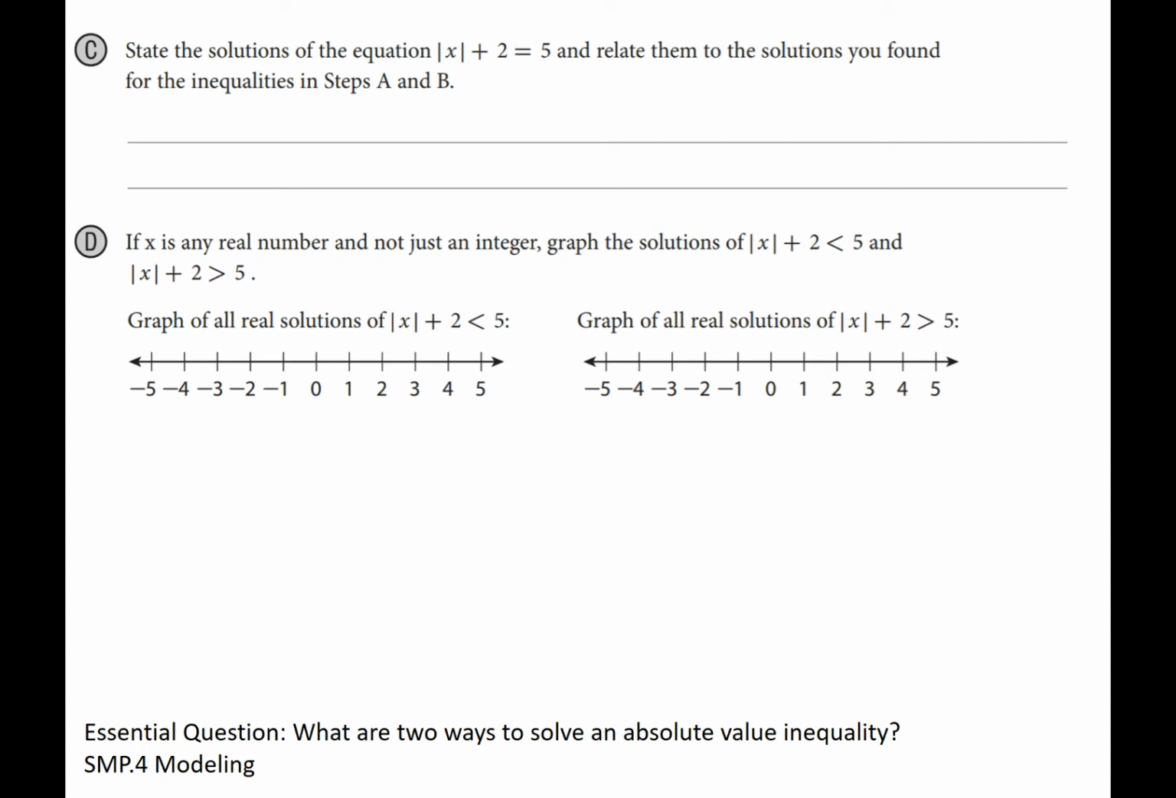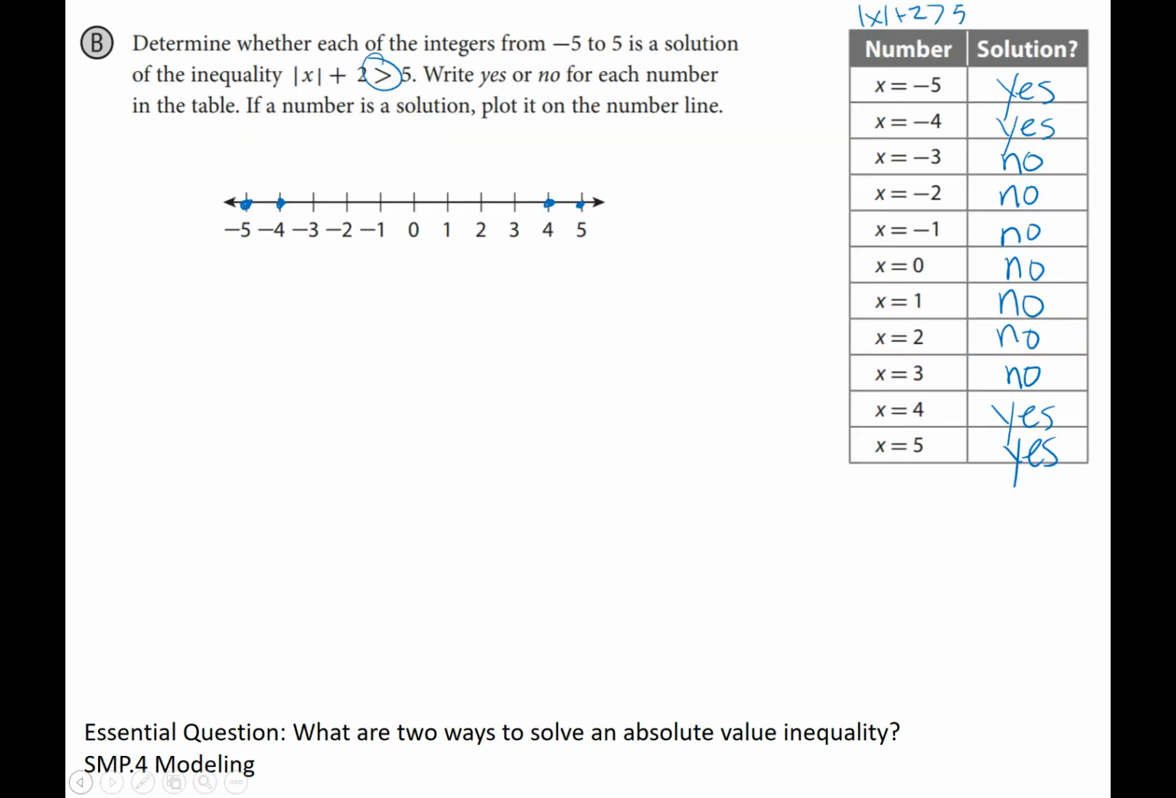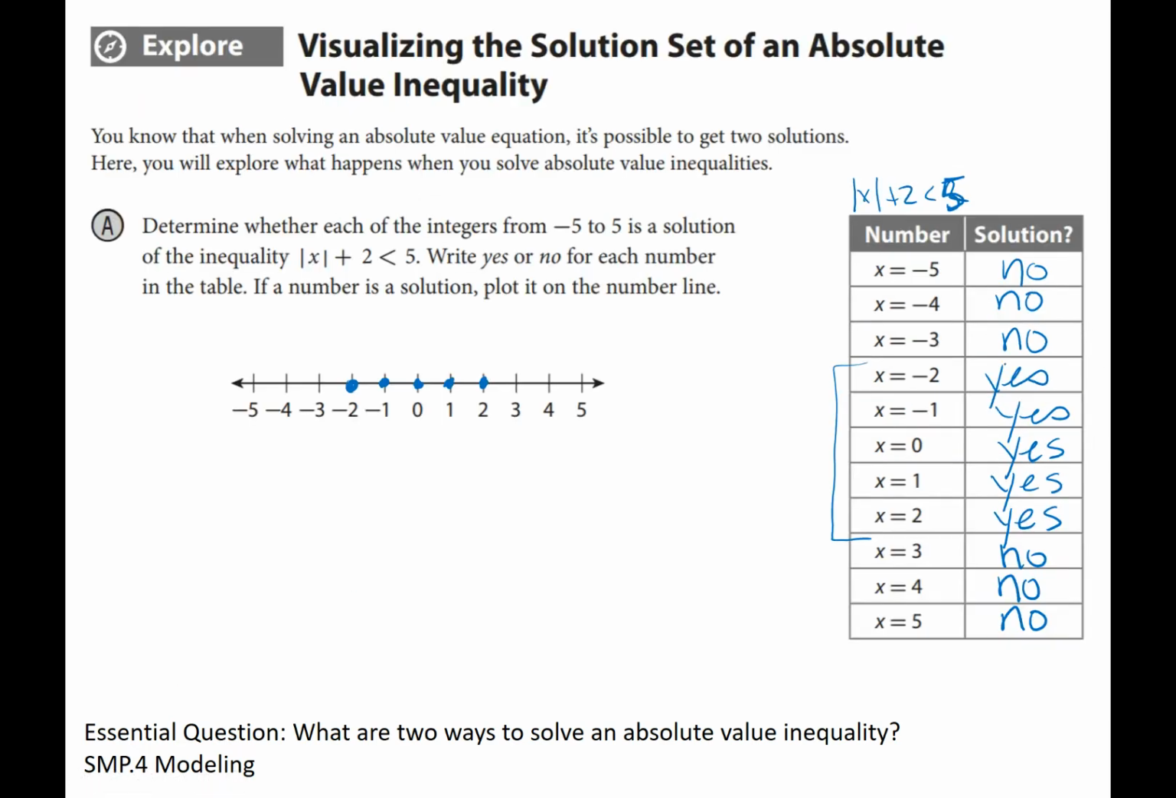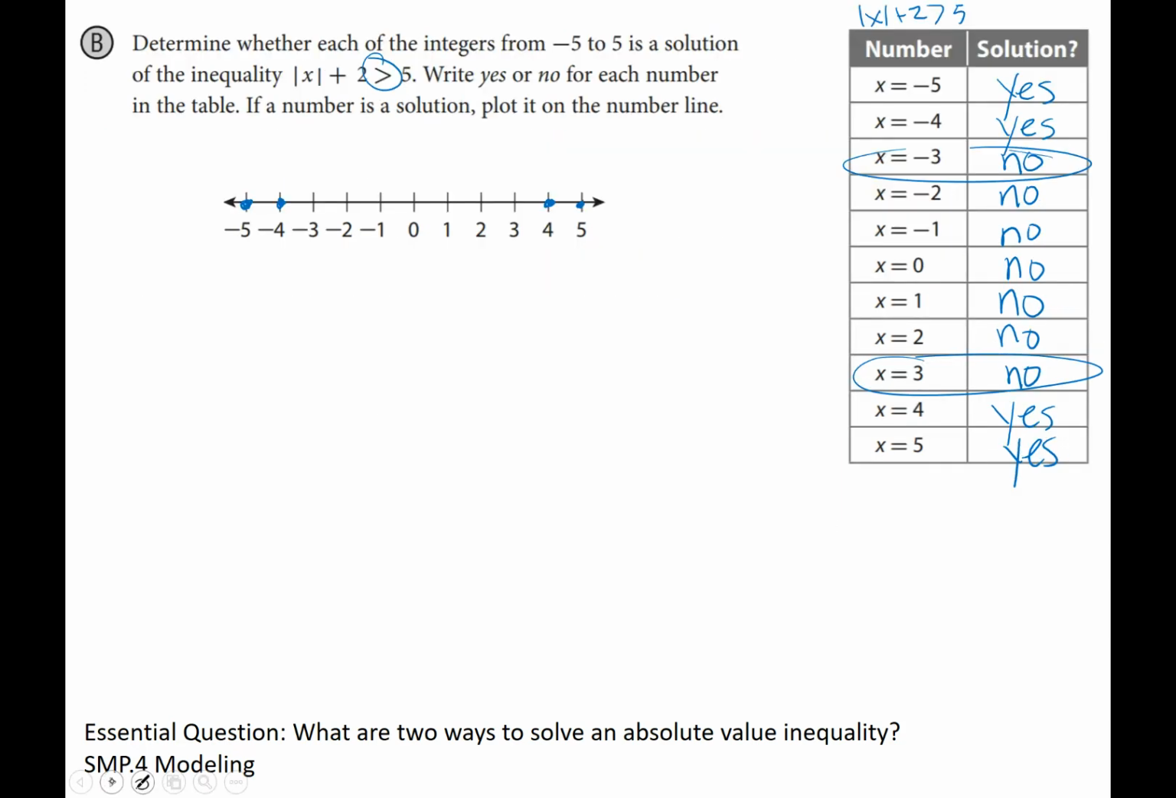So if we were actually to state these solutions, first thing I would do would be to subtract the 2 from the other side. So you'd have the absolute value of x equals 3. And then remember, we do a positive expression and a negative expression. So our solutions would be 3 and -3. And if you'll notice, the 3 and the -3 happen to be the same in both of those. So they're the only solutions that are not included in either one.